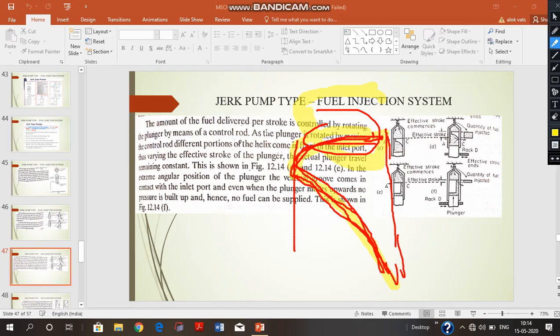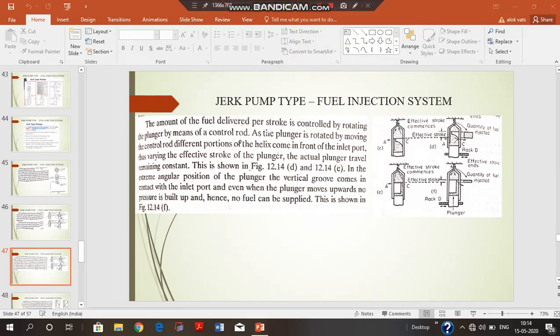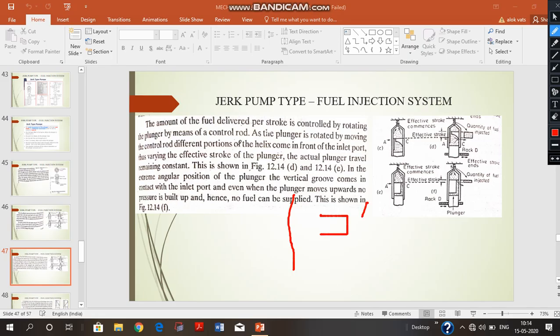I have just drawn the extended portion of it in order to make you understand what the shape of the helix is. There are many portions of the helix, and as the different portions of the helix come in contact with the inlet port, this is the inlet port, various portions of the helix will come in front of the inlet port, and it will result in differing the quantity of the fuel, as well as varying the effective stroke of the plunger.